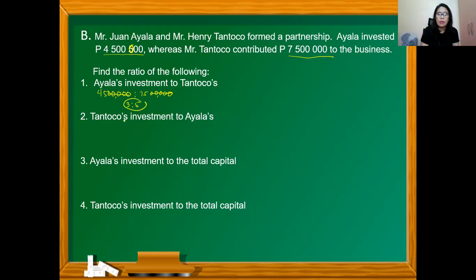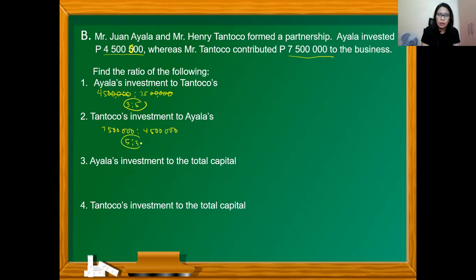Now, this time, the first term is Tantoco's investment, which is 7,500,000. And then to Ayala. So it's the other way around for number 2 in comparison to number 1. And this is 4,500,000. And then we just have to reverse whatever the answer in 1. So this has to be 5 is to 3.